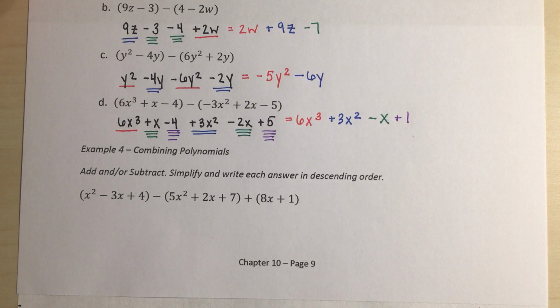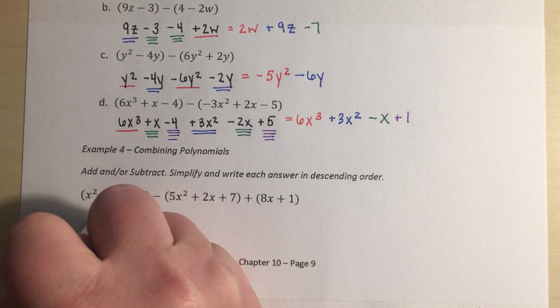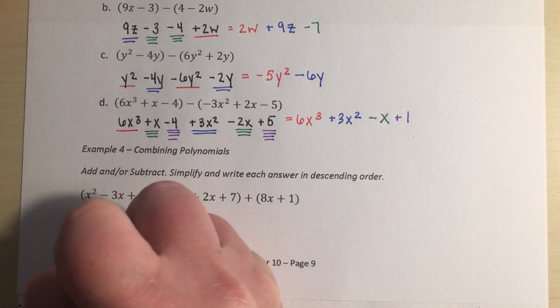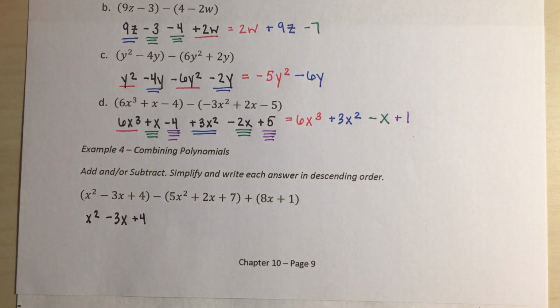Like we did in the example above, the first thing we're going to do is make sure we distribute any negative signs that need to be. We're going to drop all of our parentheses and rewrite our problem. Our first polynomial has no sign out front, so we have x squared minus 3x plus 4.